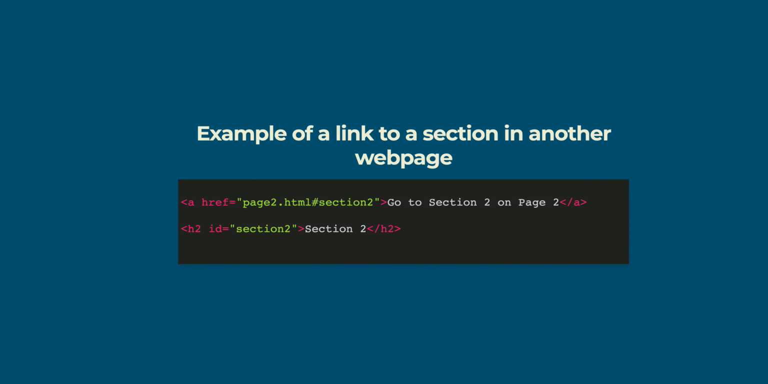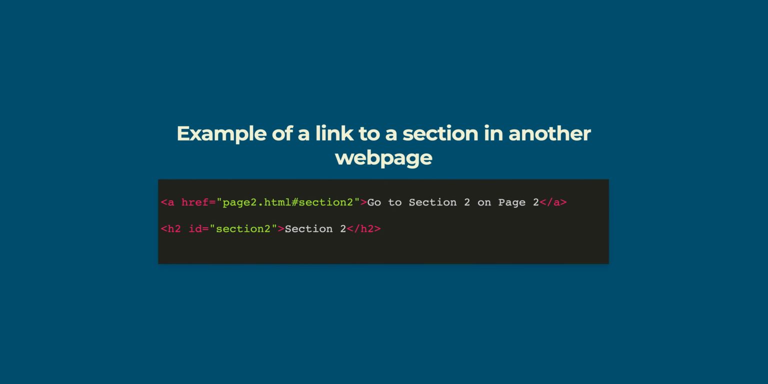You can also create links to specific sections of different web pages by specifying the page URL followed by the anchor name in the href attribute. Here is an example. This link when clicked will take the user to the section of page2 with the ID section2.